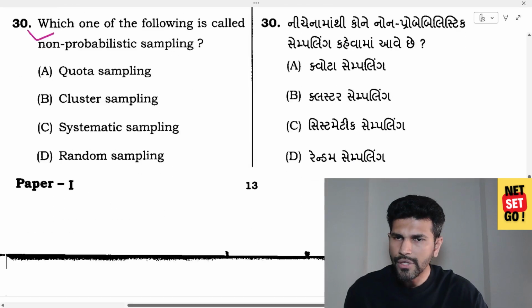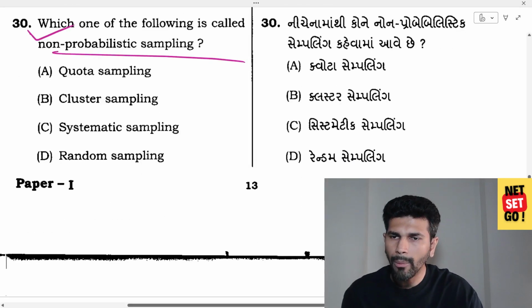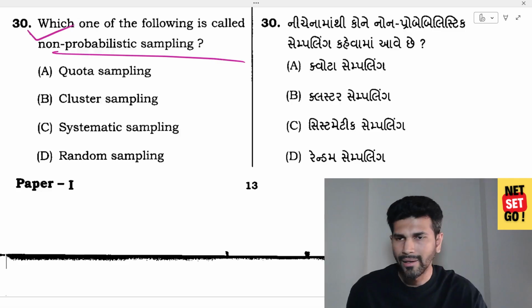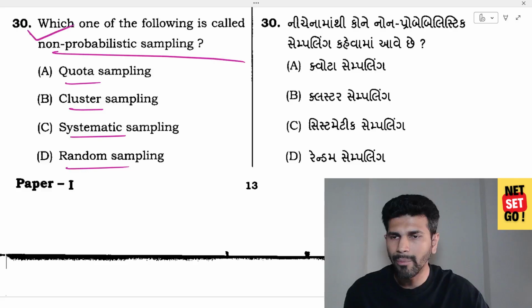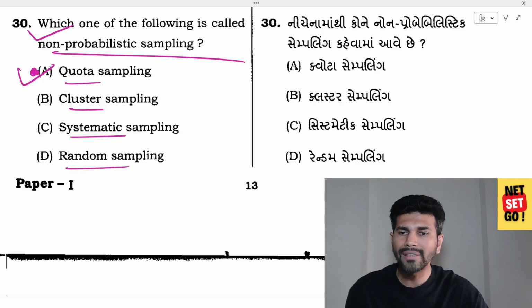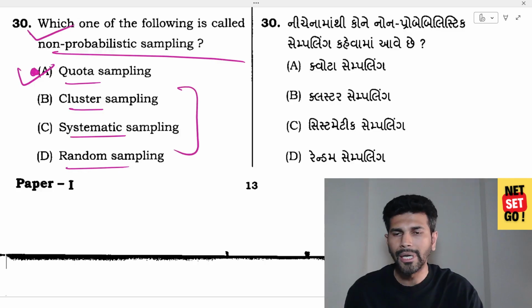Next, which one of the following is called non-probabilistic sampling? Quota, cluster, systematic, or random sampling? Correct answer is quota sampling is non-probability method and others are probability sampling methods.